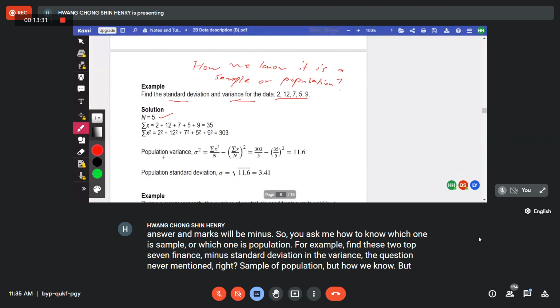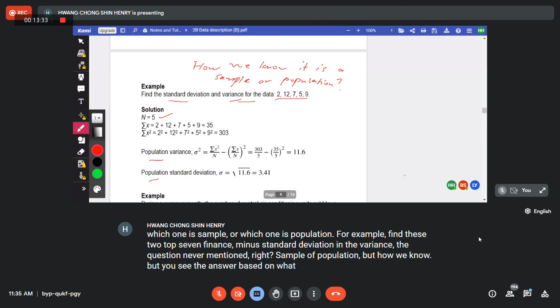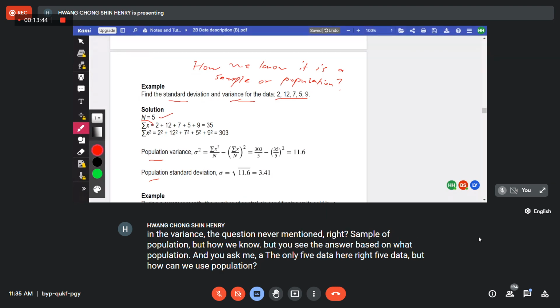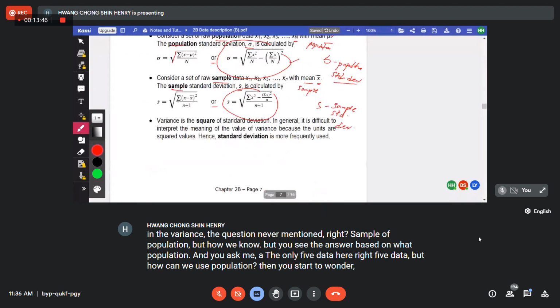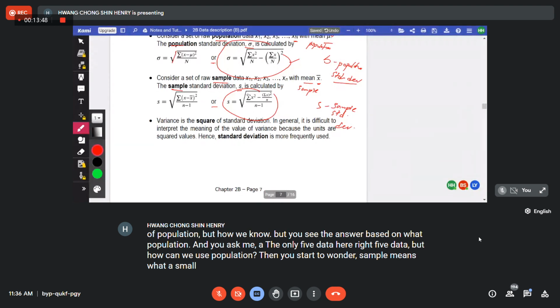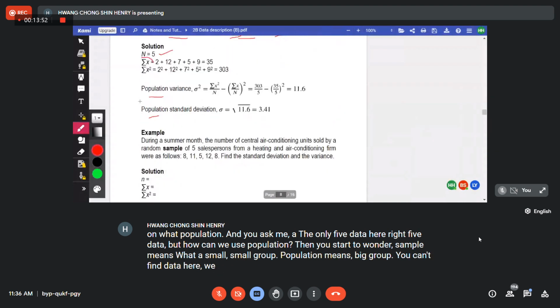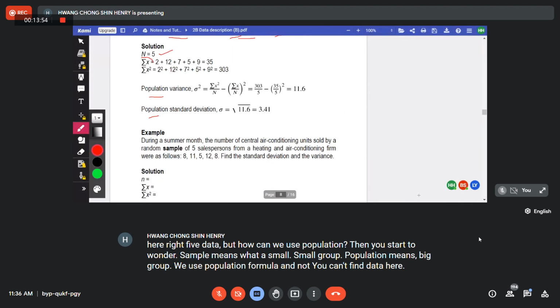But you see the answer based on what? Population. Then you ask me, there are only 5 data here, right? 5 data, but how come we use population? Then you start to wonder, sample means what? Small group. Population means big group. How come 5 data here, we use population formula and not sample formula?